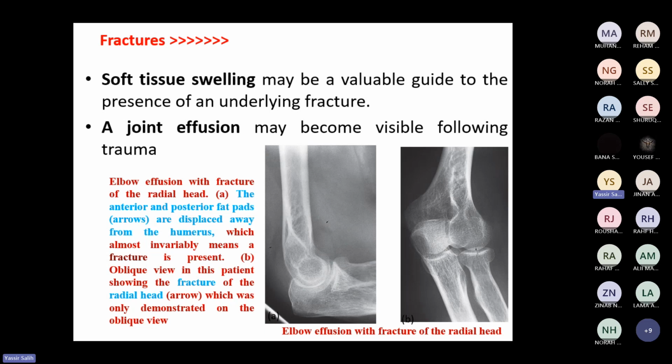Also, joint effusion may be a sign of fracture, and this joint effusion has a very important sign which is called the fat pad sign positive. What is the fat pad sign? If you look at this, this is the cortex and this is the cortex. Adjacent to the cortex there is a fat density, normally seen close to the cortex.